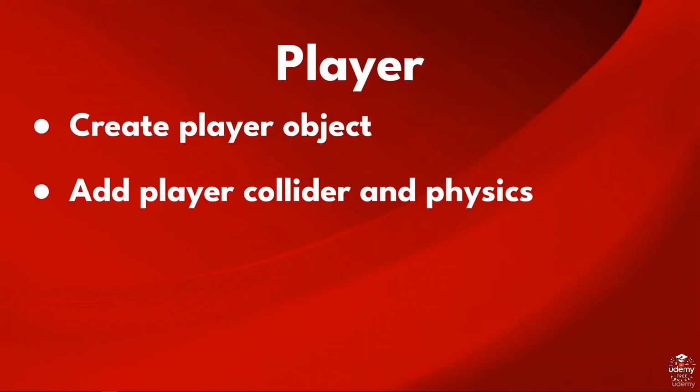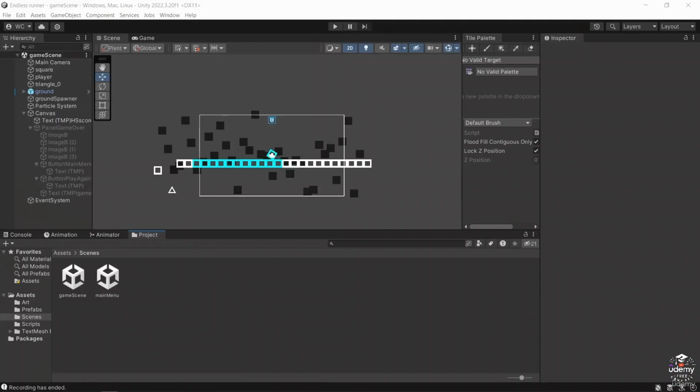All right, so in this section, we're going to go ahead and create the player. We're going to start off by creating the player object itself, and then we're going to add some colliders and physics to the player. Let's go ahead and jump right in. All right, let's get started.